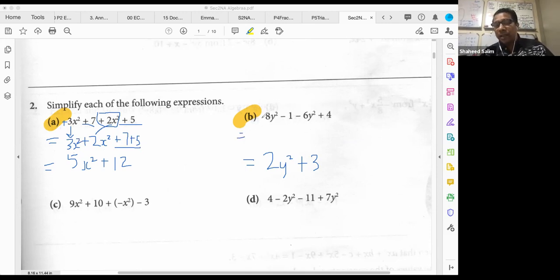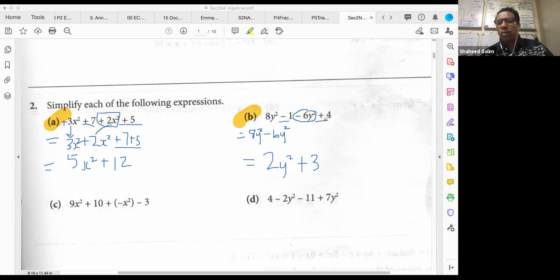Same thing for Shafi's case. Copy the sign that is in front. Down here, there's no sign, means it's plus. 8y squared. Then what do we do? 6y squared. Copy together. Don't copy the wrong sign. The sign is minus, not plus. You copy minus 6y squared here. And then down here, minus 1 plus 4.